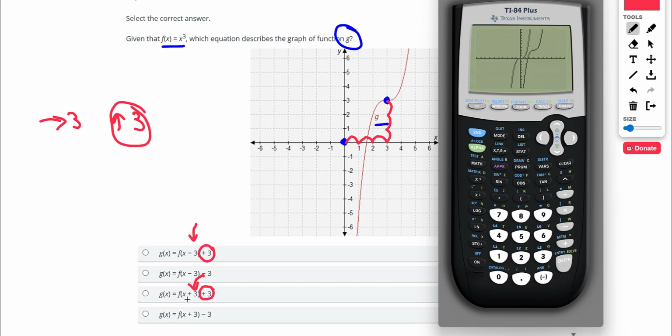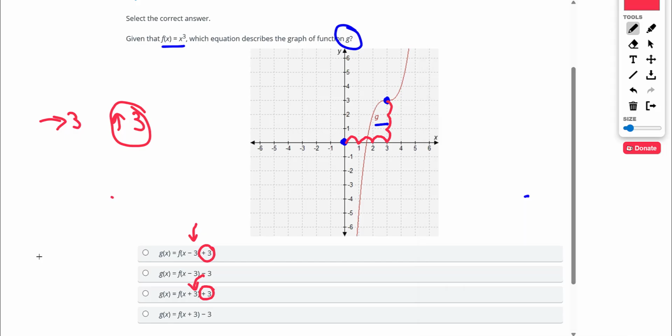A plus 3 shifts the graph left 3. So our answer for this particular problem, I circled the wrong one because we need a plus 3 on the outside. This one right here.